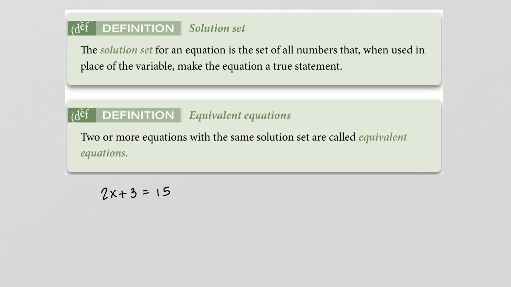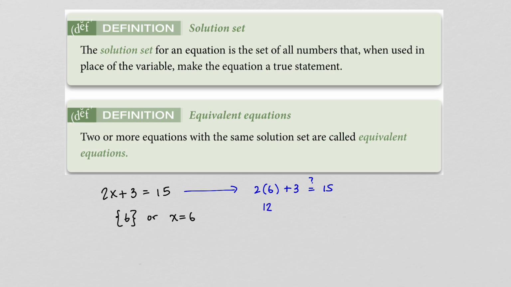Let's consider the equation 2x plus 3 is equal to 15. The solution set for this equation is the set containing the number 6, or we will simply write x is equal to 6. Now, why is that the solution set? Well, if we take the number 6 and plug it in for the variable x, this equation becomes 2 times 6 plus 3 is equal to 15. And I'll put a little question mark here because we're going to verify this is true.